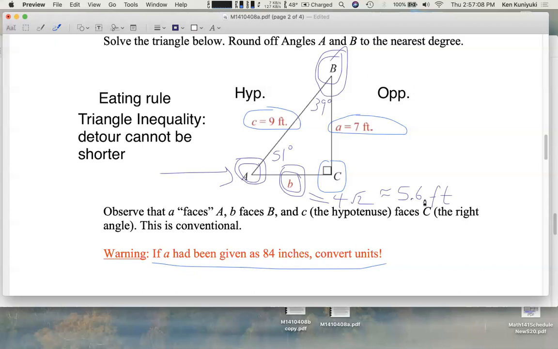If you accidentally put the decimal point over here, you know this cannot be 56 feet, because 9 feet plus 7 feet gives you a shorter detour, 16 feet. That cannot happen. So these are some basic checks. They're not necessary, but they're basic checks just to make sure that your answer makes common sense. It's good to check. So we've solved this right triangle.